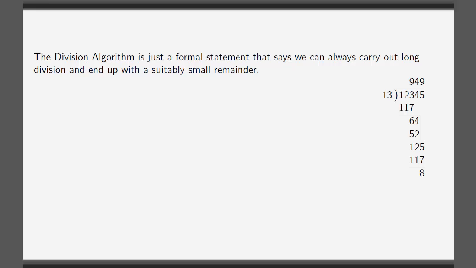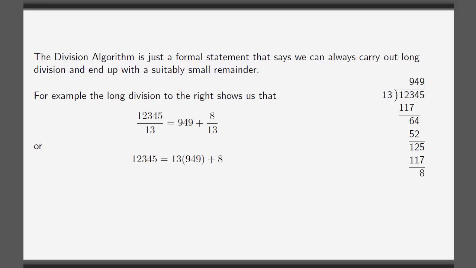We've got 12,345 divided by 13. All the steps are carried out. You get 949 with a remainder of 8. So we could write that as 949 and 8/13, or since we really like to work with integers, in this class we're going to prefer to write that as 12,345 equals 13 times 949 plus 8.